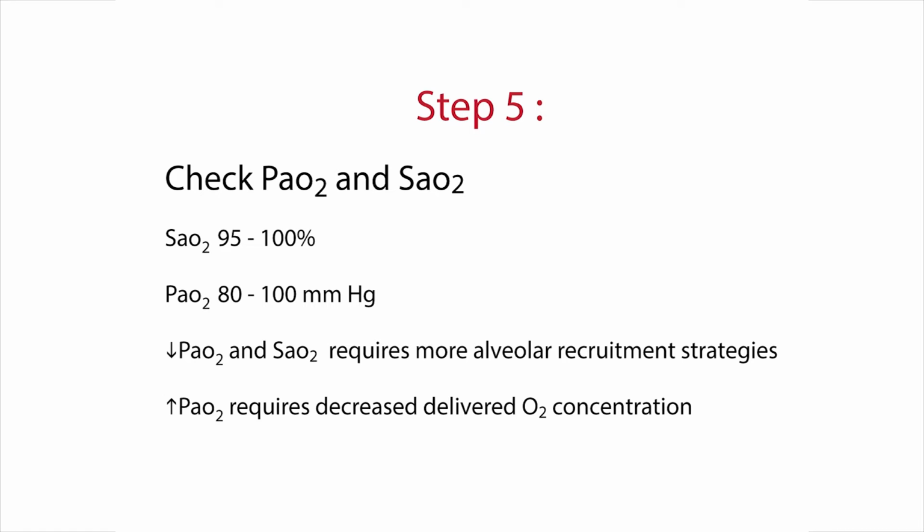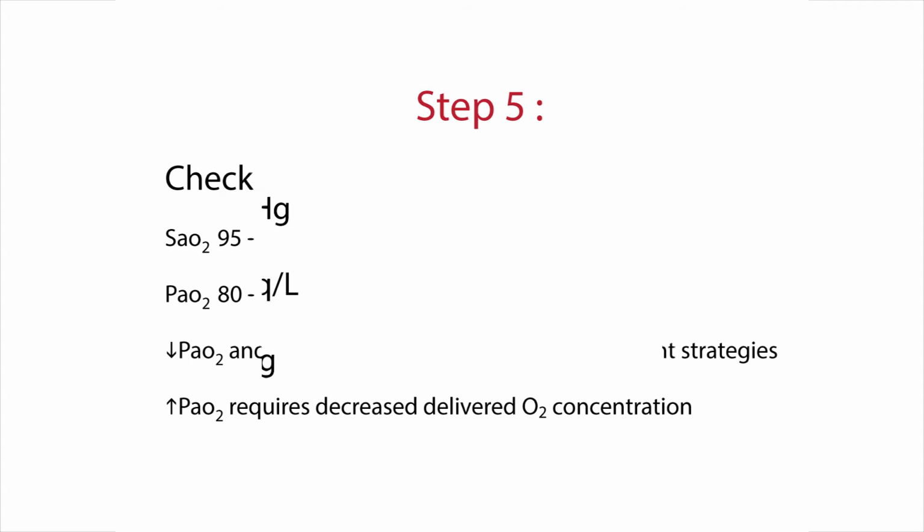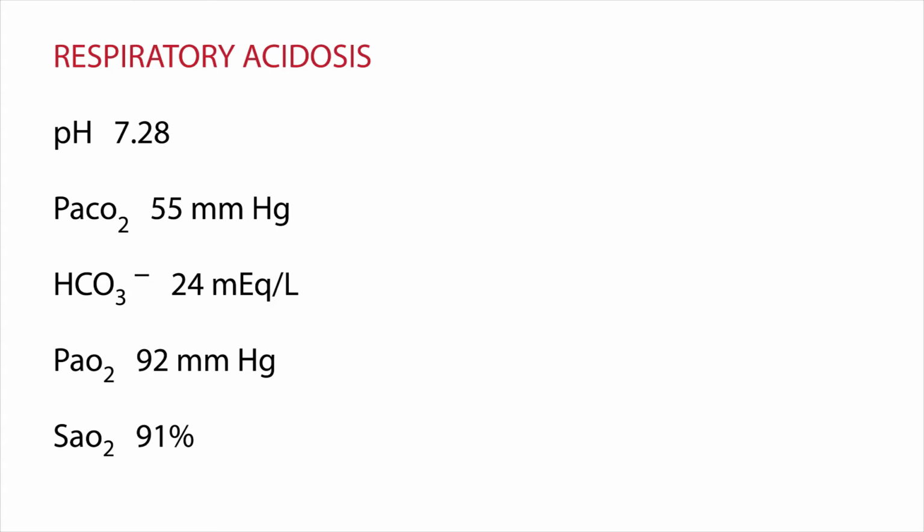Decreased PaO2 and O2 sat may signal the need for increased concentration of oxygen or alveolar recruitment strategies. High PaO2 may indicate the need to decrease delivered oxygen concentration. Oxygen evaluation is the same for all arterial blood gases, period. With this basic information, let's move on to talk about different types of acid-base imbalance.